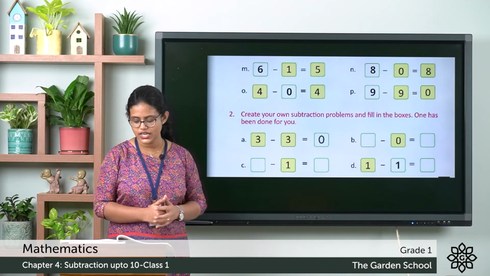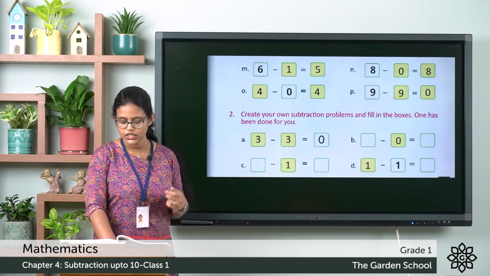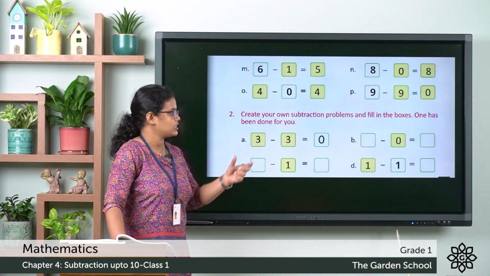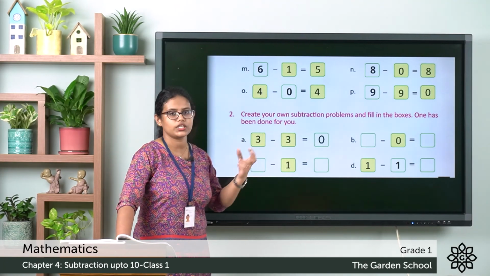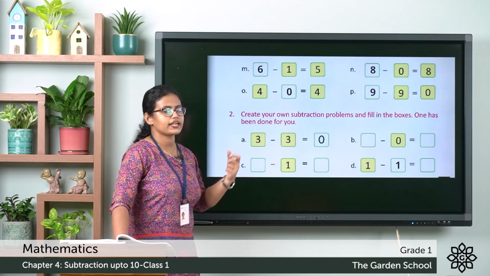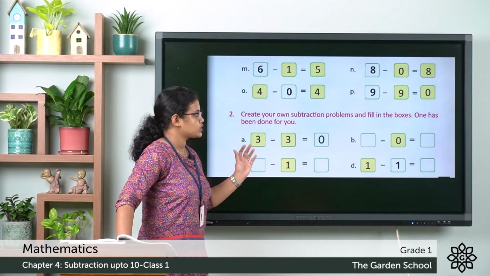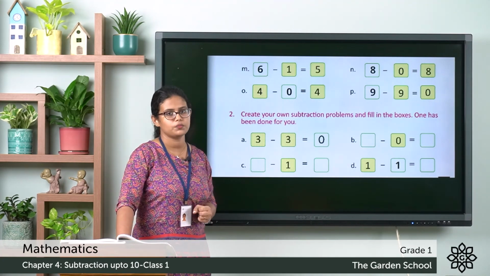Understood? So now, moving on to the second one. Here, you need to create your own subtraction problems. See, the first one is done. 3 minus 3. When you subtract the same number, you get the answer as 0. So like this, you have to create your own subtraction problems.